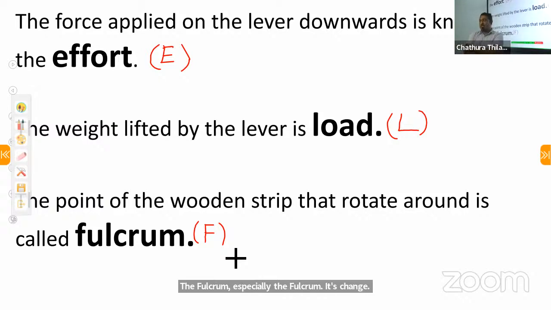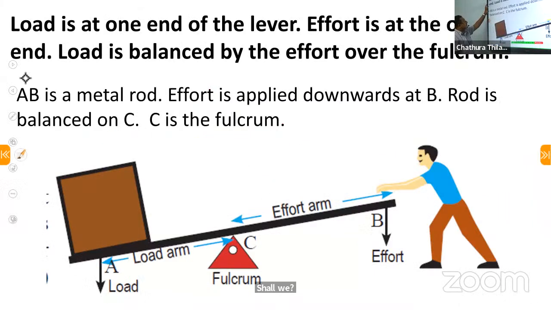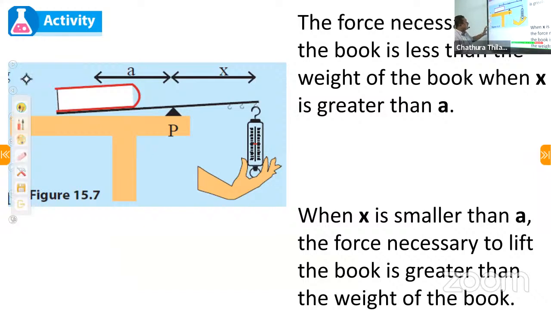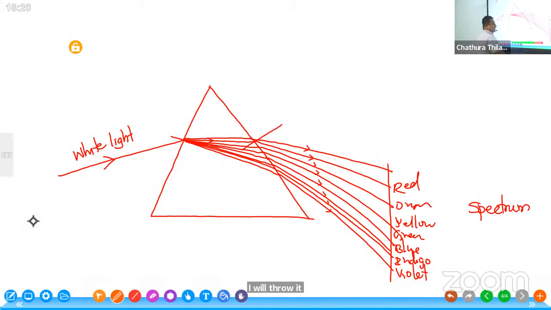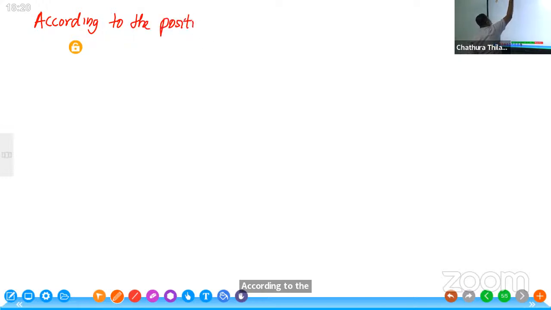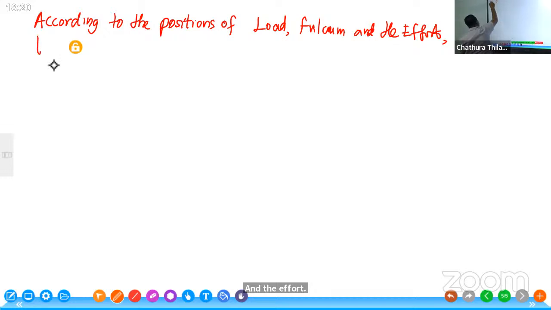I'll draw. Shall we? I will draw it. According to the positions of load, fulcrum, and the effort, there are three types of levers.